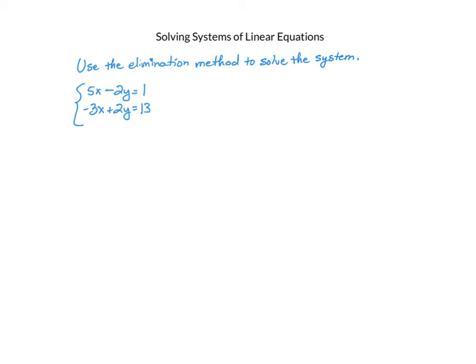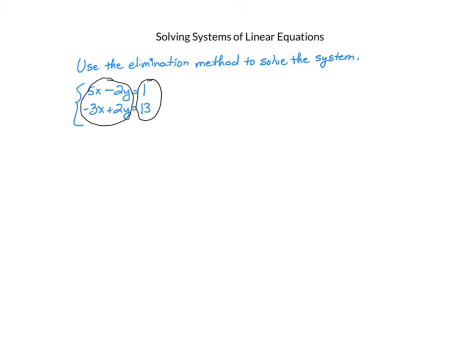What the elimination method allows us to do is, in a system, add everything on the left-hand side together and set it equal to everything on the right-hand side added together. Because after all, if this 5x minus 2y is equal to 1, and this -3x plus 2y is equal to 13, then the sum of everything on the left should equal the sum of everything on the right.